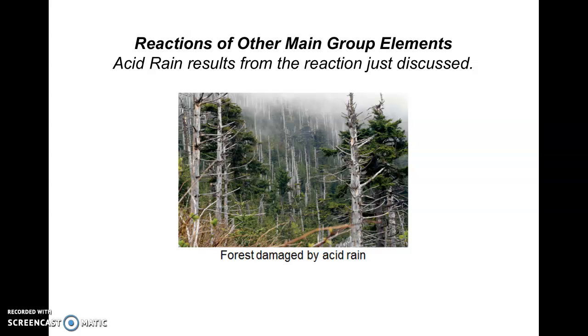And so sulfur and oxygen are very reactive. You can have SO2, SO3 in the air from various chemical processes. When it rains, those combine with the water to form the sulfuric acid, and that's what's destroying trees, a lot of tombstones, and various statues. So acid rain is still an issue.